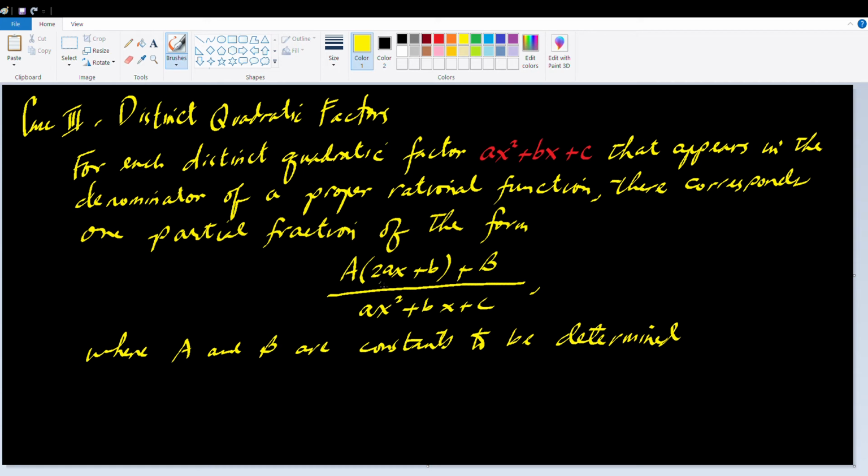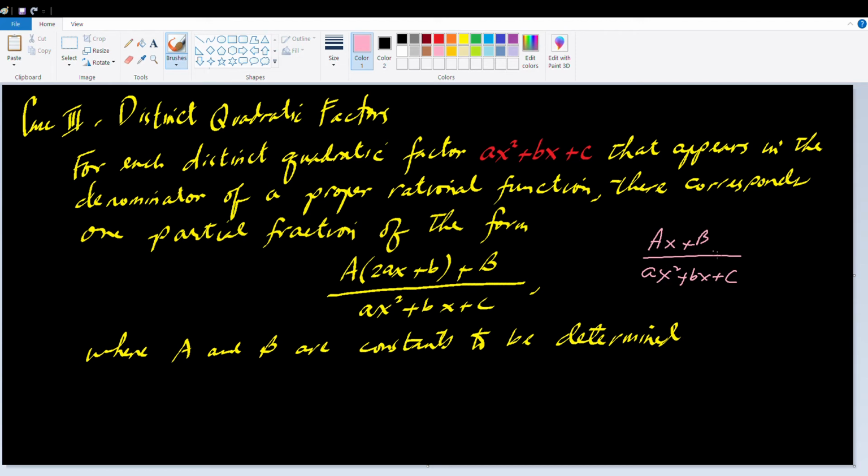A times the quantity 2ax plus b, plus B, all over ax squared plus bx plus c. A and B are constants to be determined. Now, in algebra, the partial fraction corresponding to ax squared plus bx plus c is given in the form Ax plus B all over ax squared plus bx plus c. So in here, we're doing some modification. So we deviate from the usual form given in algebra.